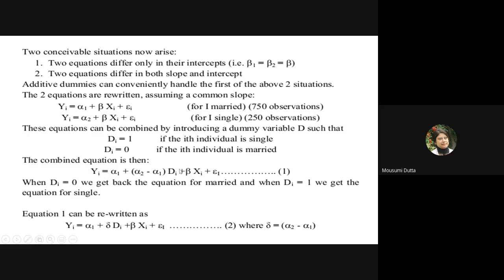Then plus beta xi. Beta I am keeping unchanged for both the groups, therefore beta xi plus epsilon i. When di is equal to 0, we get back the equation of the married, and when di is equal to 1, we get the equation of the single. So equation 1 can be rewritten as yi is equal to alpha 1 plus delta di plus beta xi plus epsilon i, where delta is the difference between the intercept of the two groups, or the difference of the intercept of a particular group from the intercept of the reference category, the reference group.